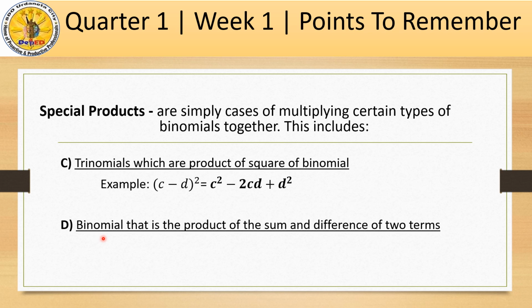Letter D. Binomial, that is the product of the sum and difference of two terms. Example, 4e plus 5f multiplied by 4e minus 5f. Okay, take note. The first terms are equal, no? Parehas sila, are the same. Only the signs are different. They are positive and negative.